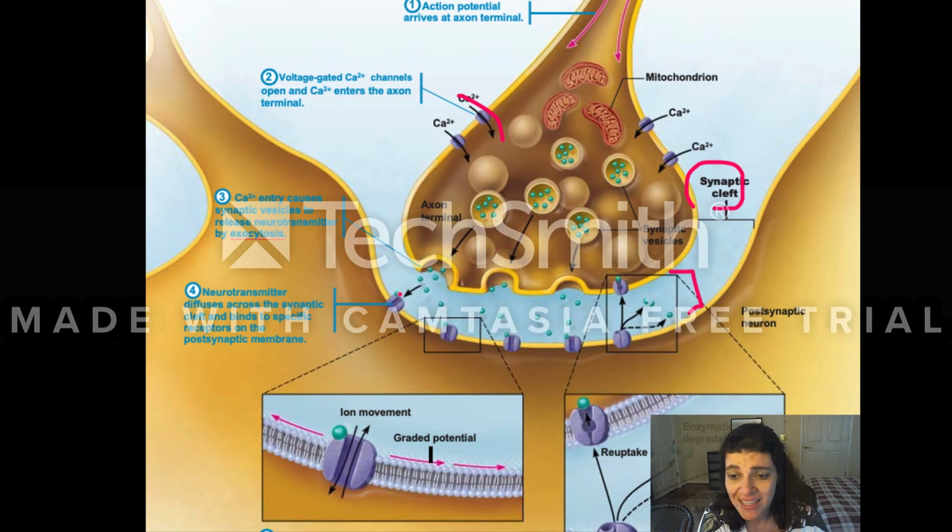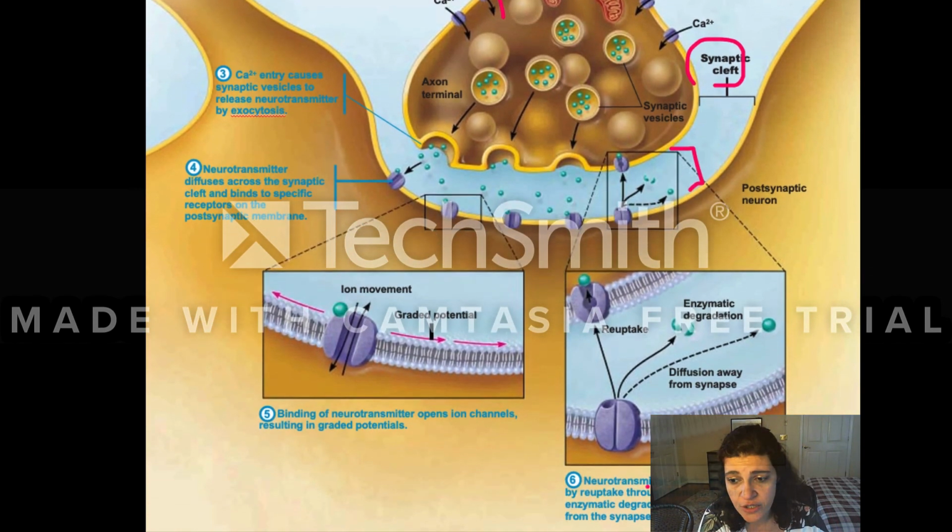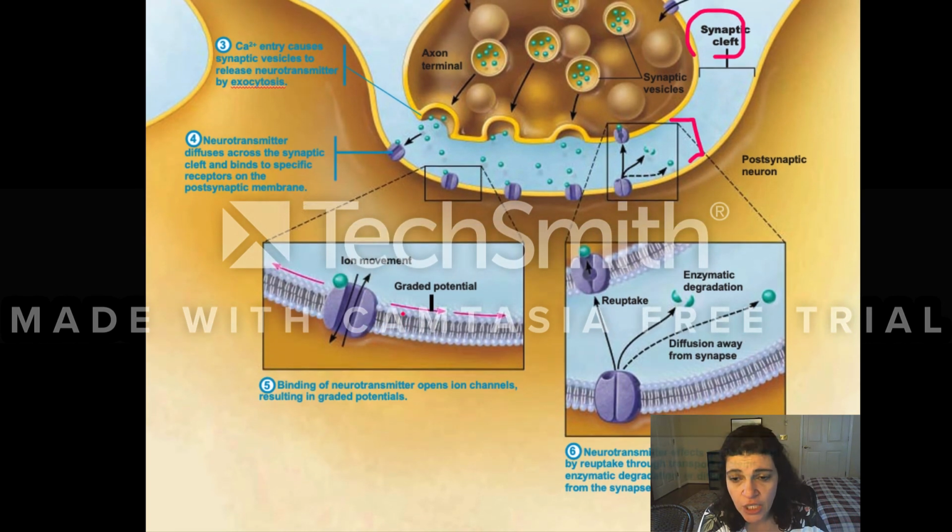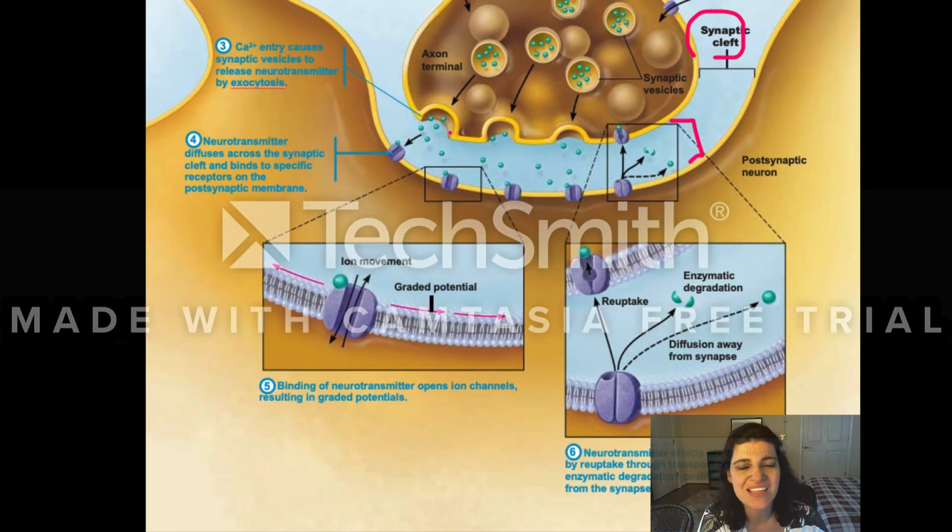These transmitters bind in channels that open ion flux, right? And then you generate a graded potential or an action potential. Okay, usually in this case it's a graded potential because it's where you're receiving it. And then the action potential is going to happen after this graded potential happens.